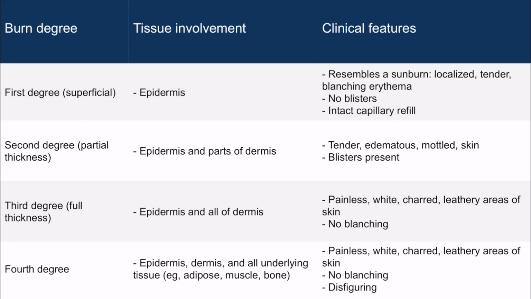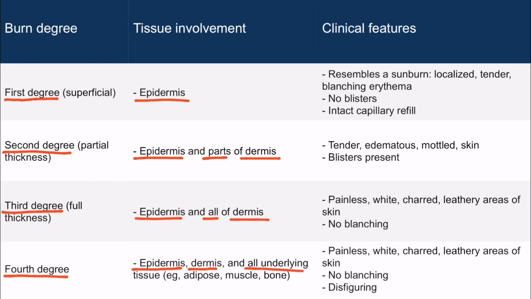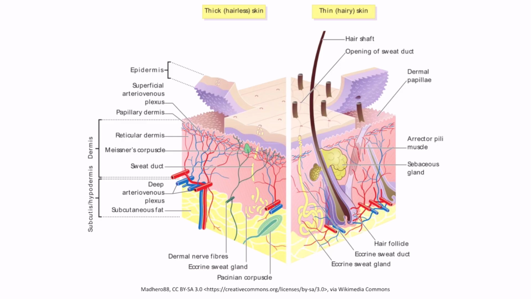Thermal burns are classified into burn degrees based on the extent of tissue involvement. First degree or superficial burns affect only the epidermis. Second degree or partial thickness burns affect the entire epidermis and some parts of the dermis. Third degree or full thickness burns affect the entire epidermis and all of the dermis. And finally, fourth degree burns inflict injury to the epidermis, dermis, and all underlying tissues, such as adipose, muscle, or bone tissue. Here's an image that illustrates the layers of the skin in great detail.